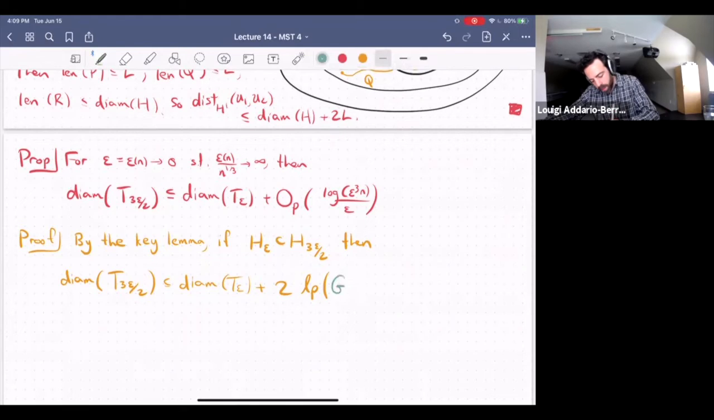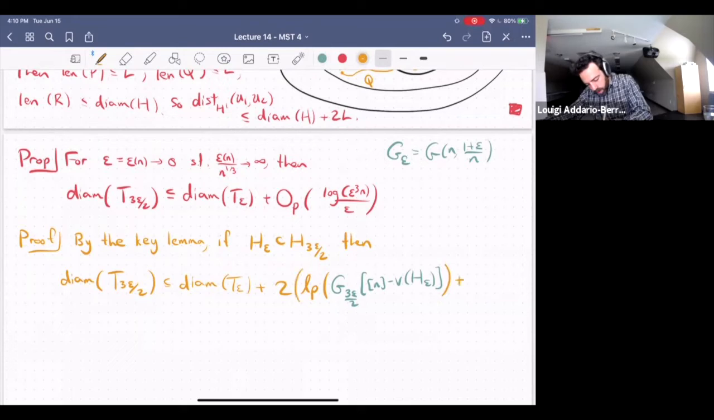So the graph we have to look at here is, recall the notation, G epsilon is G(n, (1 plus epsilon) over n). The graph I have here is G three epsilon over two, but then restricted to the vertices that aren't part of the giant component H epsilon. I have to remove them, and then I have to add one. Okay, so that's the bound that the key lemma tells me. And I'd like to call this graph G hat for the rest of the proof, because epsilon is going to be fixed for now. I don't need to carry it.